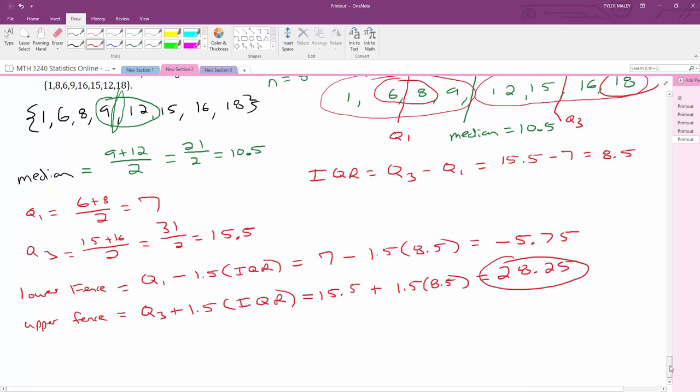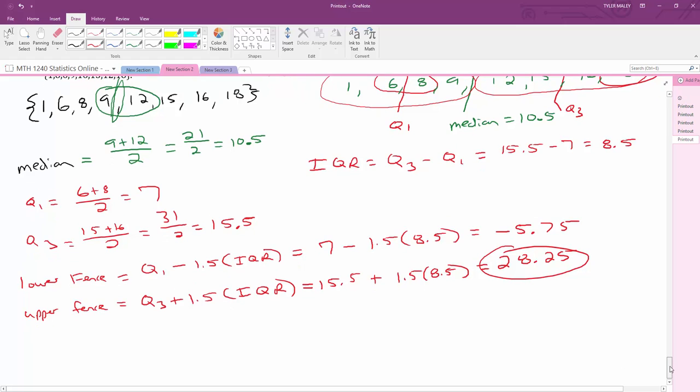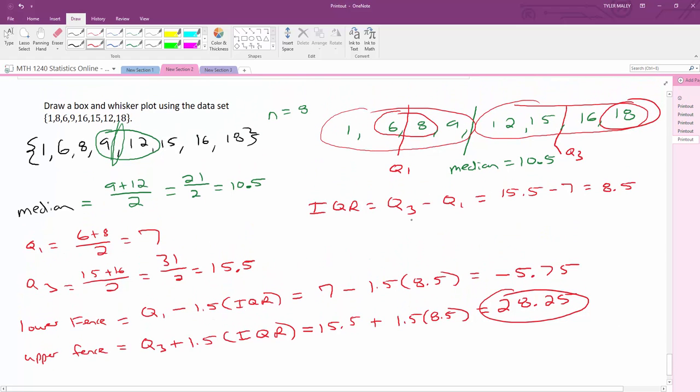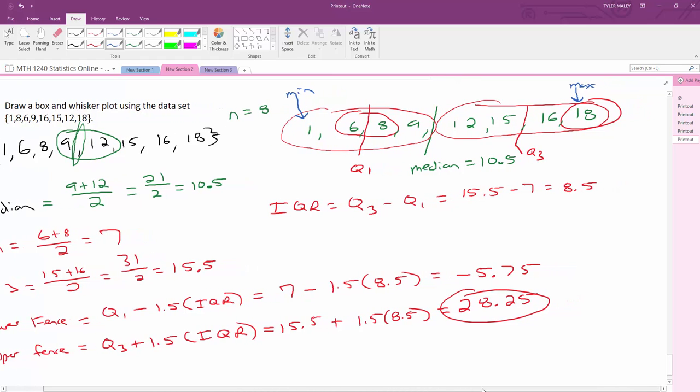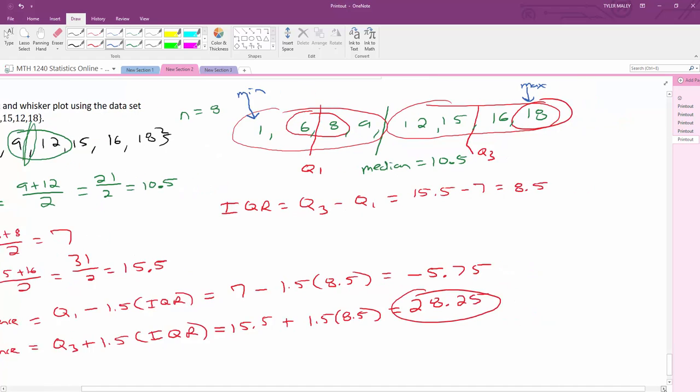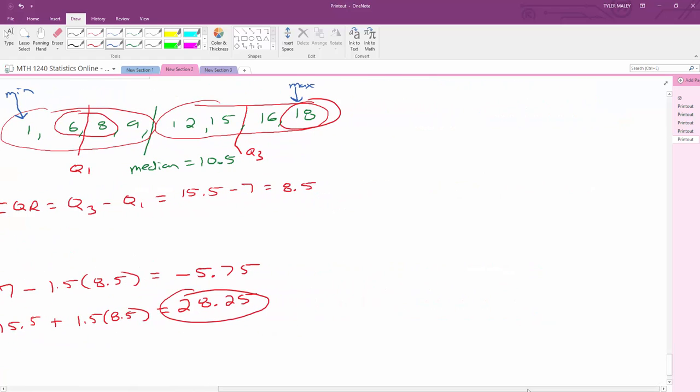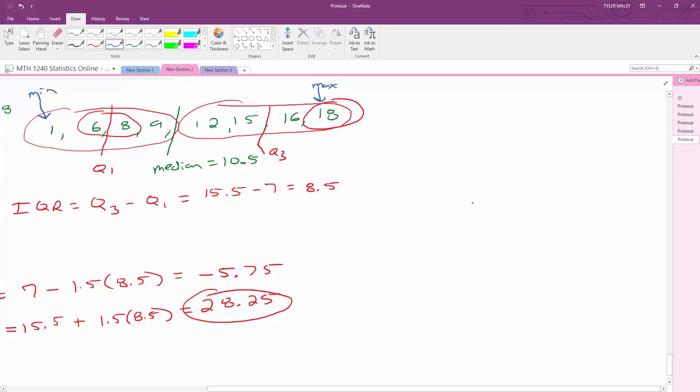So next, I need to draw my box and whisker plot, right? And just to make this clear, the only thing we're missing from the 5-number summary is the min, which is here, and the max, which would be here, right? So we have the min, the max, the median, Q1, and Q3. That consists of the 5-number summary, right? So now I'll draw my box and whisker plot over here.